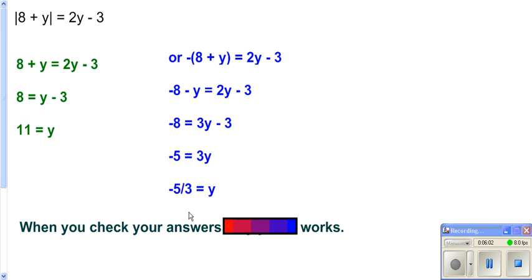And so now we get two answers. We need to go ahead and check these answers. Plug both of them into the original statement to see if you get a true statement. When you plug them in there, you'll realize that the negative 5/3 does not work. You don't get the same thing on each side. So you really only have one answer, and that's 11.